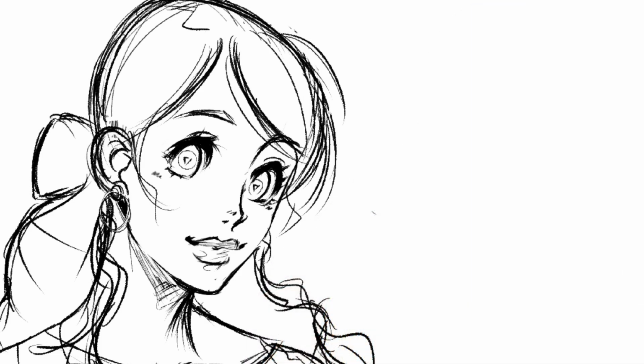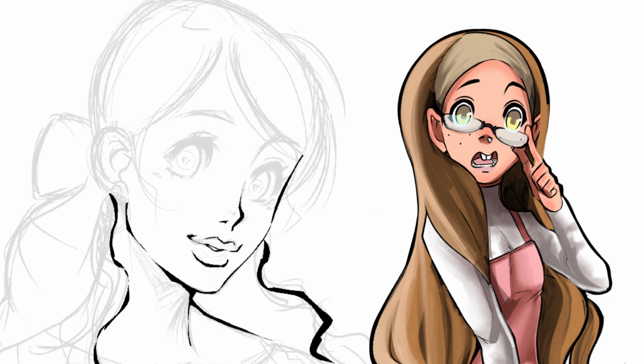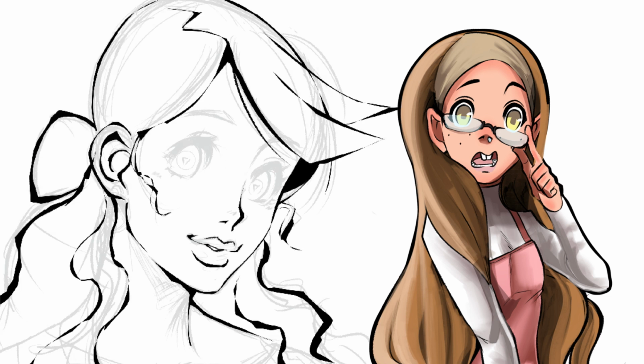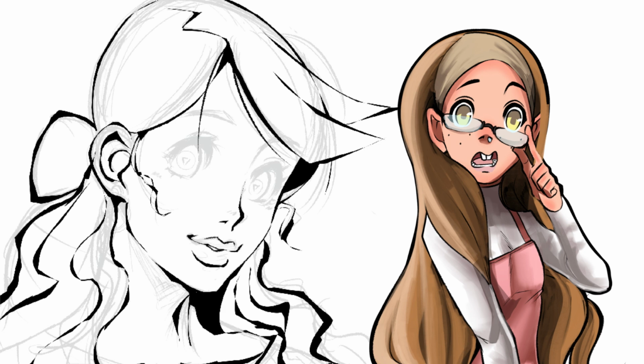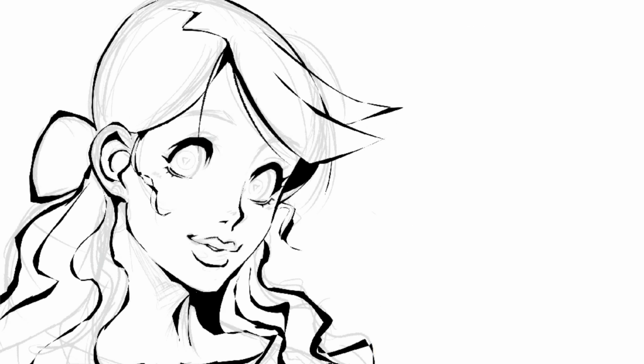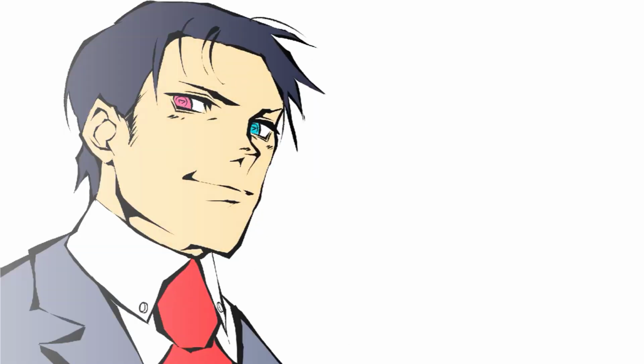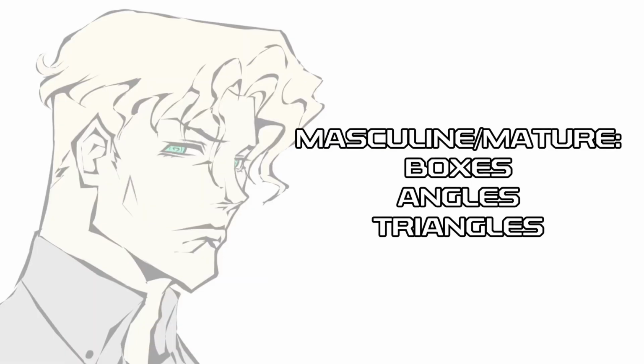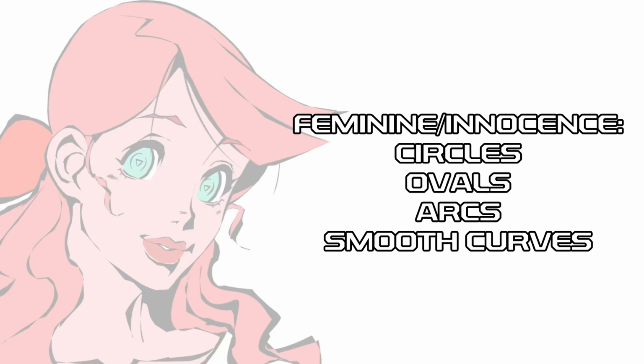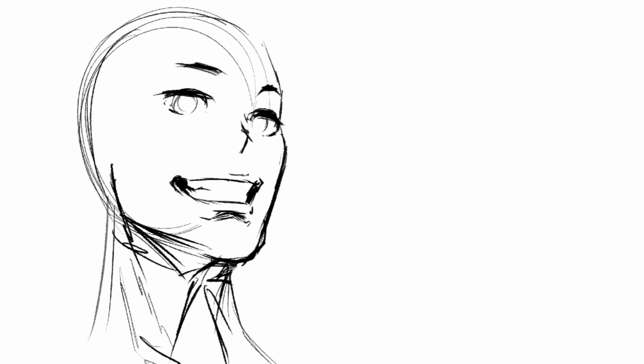For innocence, again, you're going to want the circular, ovular traits, the circular shape language. However, if they're supposed to be hot or sexy or mature, you're going to want more slitted, angular, sharp eyes, for the rim of the eyebrows and the rim of the eyelashes and all of that jazz. So I think those really help me. Just to recap again: boxes, angles, and triangles for masculine and mature traits; more circles, ovals, arcs, and smooth curves for feminine and innocent traits.